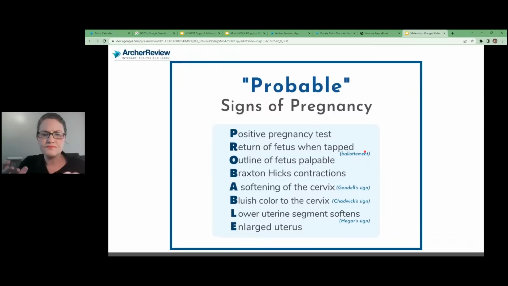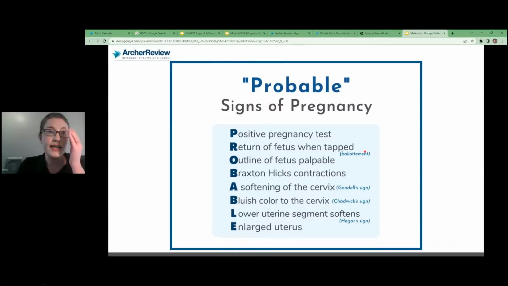That's basically when the provider is doing a vaginal exam and taps on the cervix. If the baby is big enough, typically not until the second or third trimester, what will happen is you'll feel the baby push away from your fingers, and then the baby will float back and tap your fingers again. That's ballottement. So if I was doing an exam and I felt that, I would say, oh, I think this person's probably pregnant.